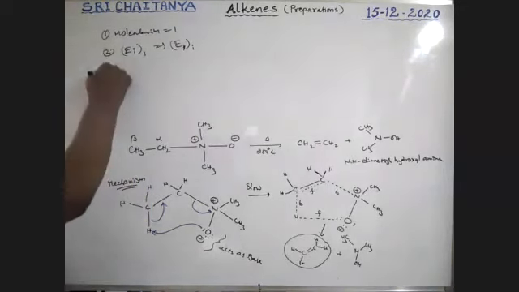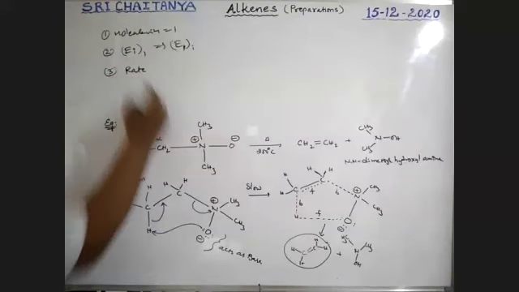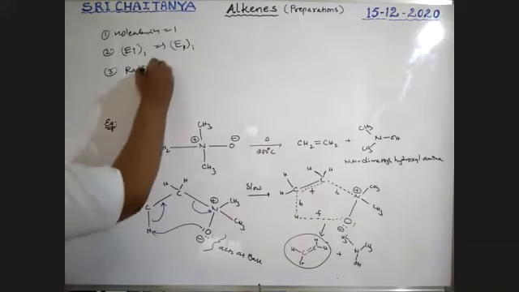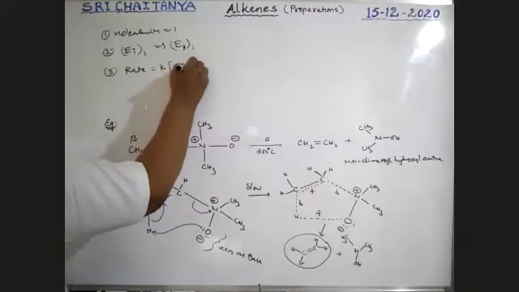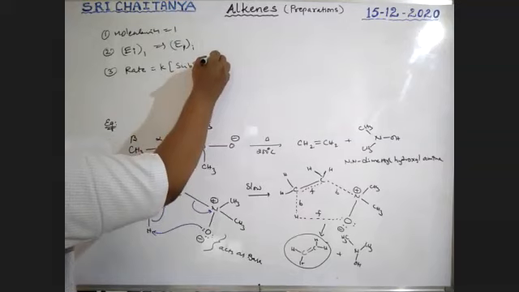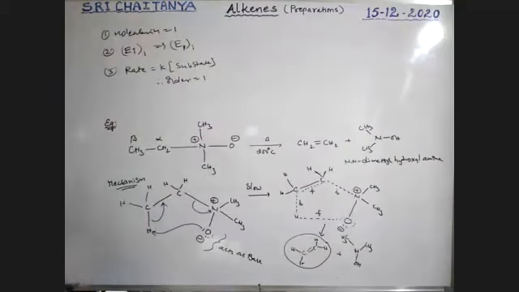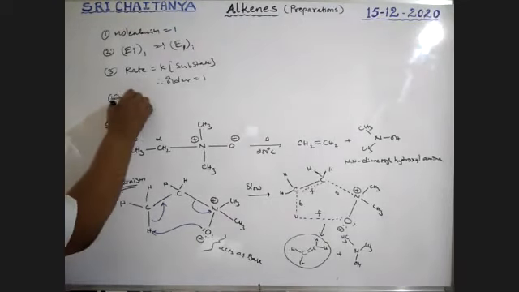Next, the rate. Rate means the slowest step, which depends only on this substrate. Therefore, rate is equal to k times the substrate concentration. Therefore, order is equal to 1. Order is also equal to 1. Here, no intermediate is formed.